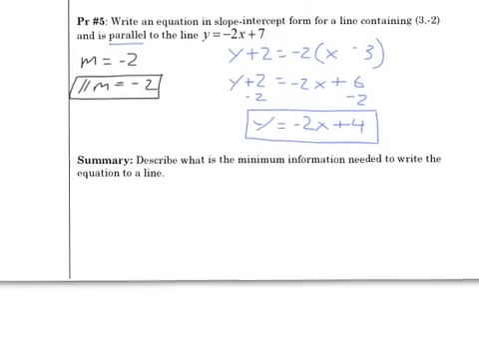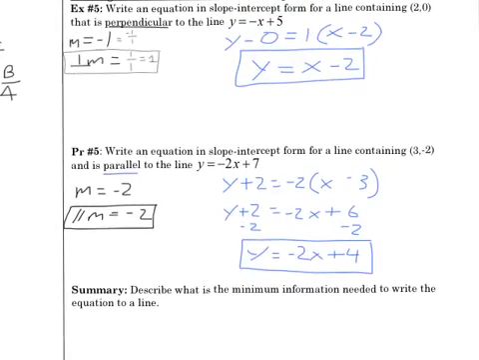Alright. The last thing I just said in the summary is describe what is the minimum information needed to write the equation to a line.